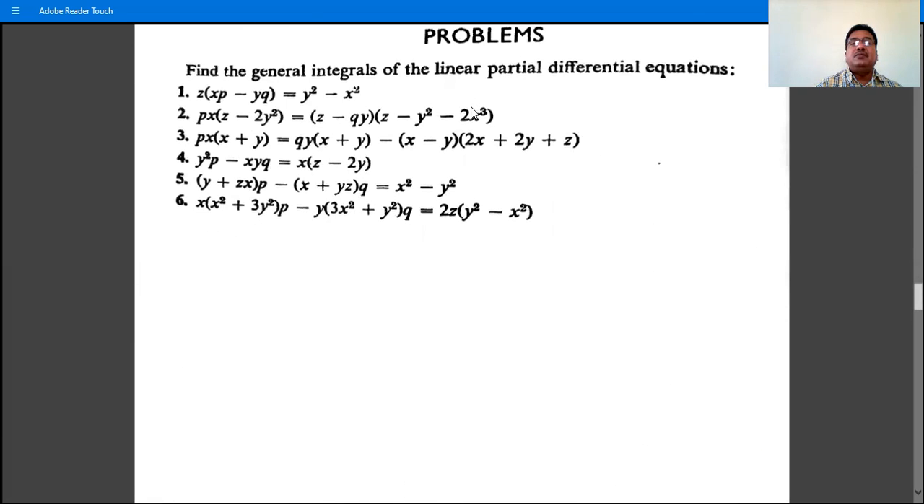So, problems for homework, again of the type Pp plus Qq is equal to R. These are the problems of this form, this exercise from our textbook. So solve all these examples. All these are quasi linear differential equations, the differential equation of the form Pp plus Qq is equal to R.